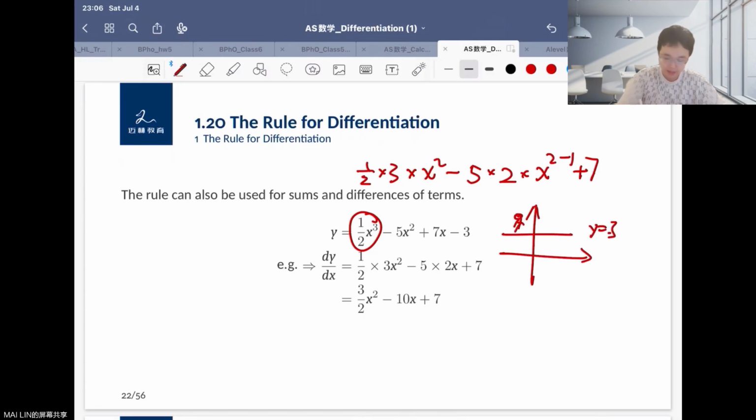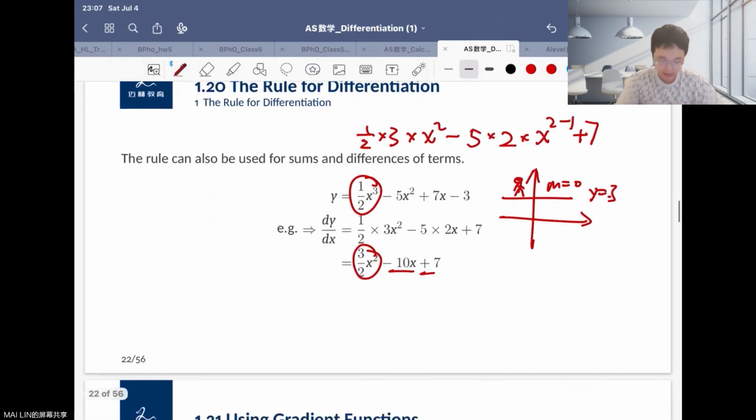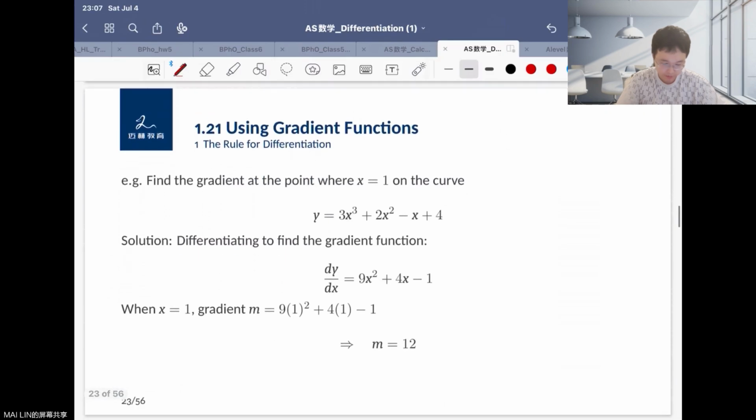That is a horizontal line. Because y equals negative 3, there's no gradient on it, it's just a flat slope, so the gradient equals 0, and m also equals 0. So you can add them together, and that is 3 over 2 x squared minus 10x plus 7. That is the rule for differentiation.